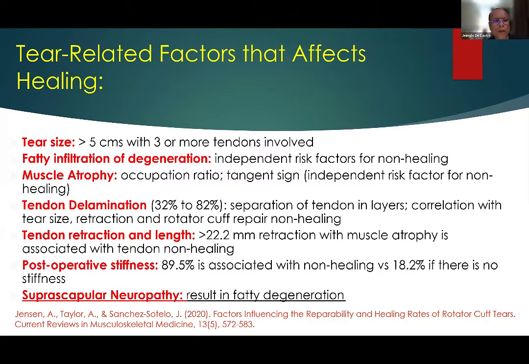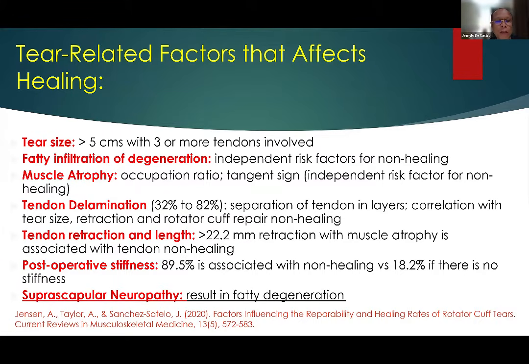So sometimes you can only see this the moment you inject. There are times when you see a patient with ultrasound findings which seem to be normal, but the moment you inject, you can see it open up. The fibers open up, and you can see the tear in between the layers. It represents about 32% to 82%. This is a separation of the layers, and it correlates with tear size, retraction, rotator cuff repair, and healing.